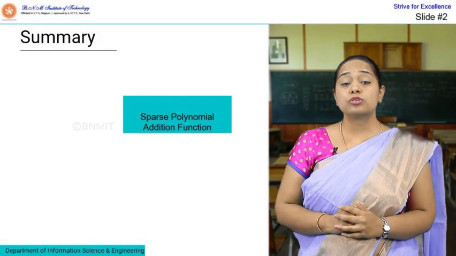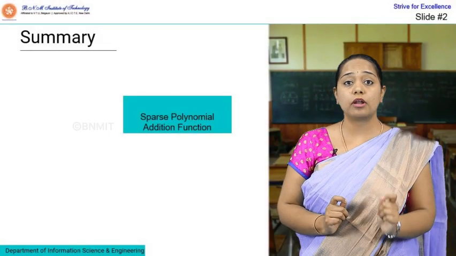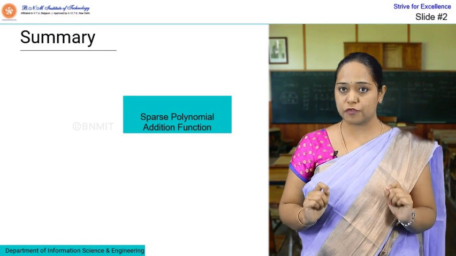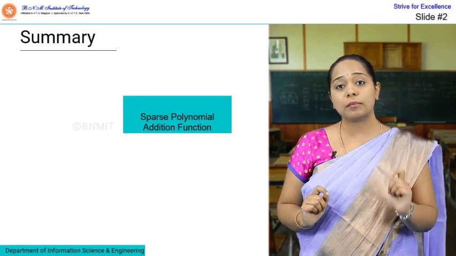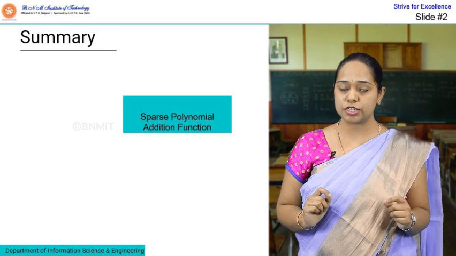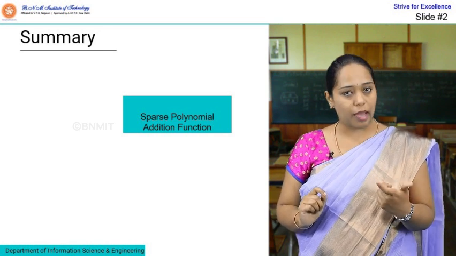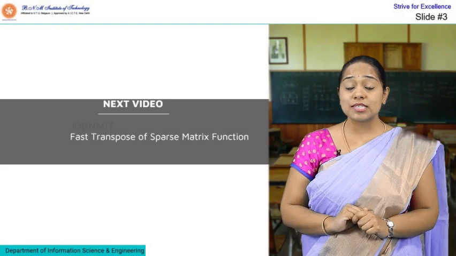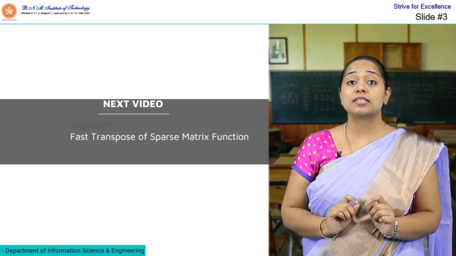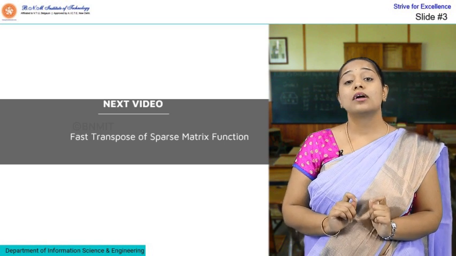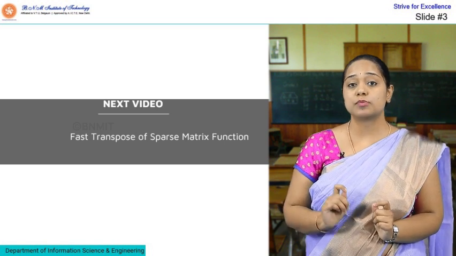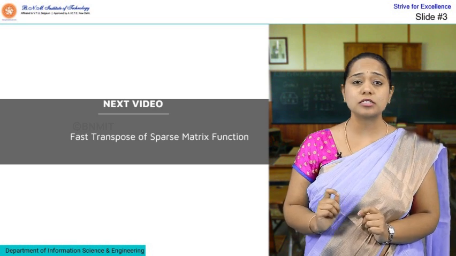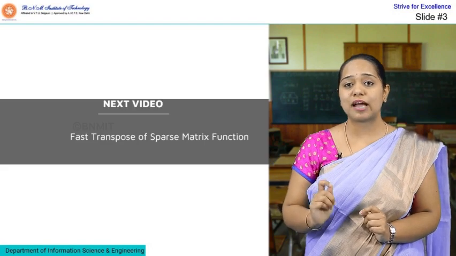So in this video, you saw how to perform the sparse polynomial addition and how to write the code for the polynomial addition function. You also saw that to complete the code of sparse polynomial addition, we need to define the compare macro or function, and also the attach function. In the next video, we'll try to analyze the time complexity of the sparse matrix transpose function which we have written earlier. And also we'll try to write a fast transpose of the sparse matrix function.